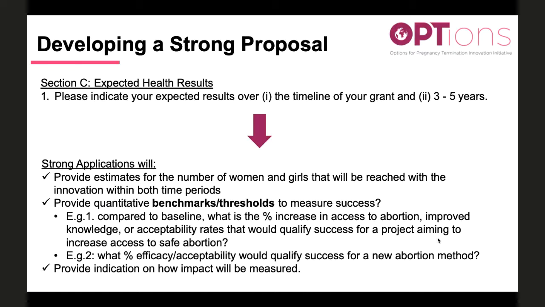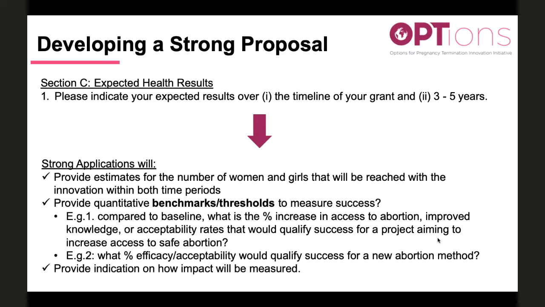The next section looks at your expected health results. In this section, you'll be asked to indicate your expected results over, first of all, the timeline of your grant, 18 to 24 months, and second of all, over 3 to 5 years, so beyond the grant period. What's important to do here is to provide actual estimates of the number of women and girls that you expect to reach within both of these time periods.